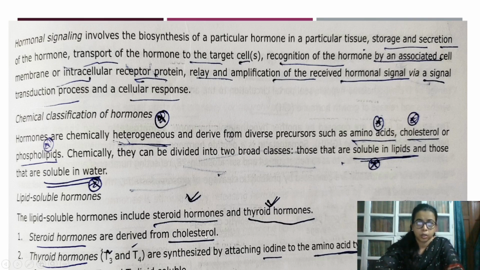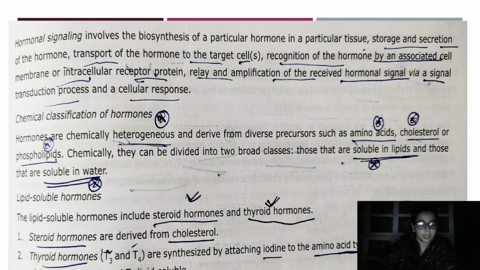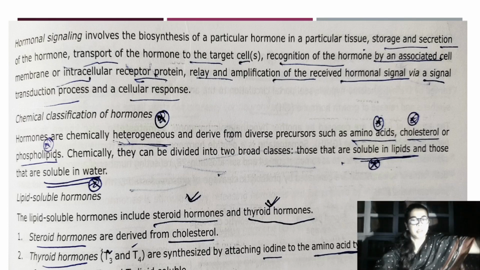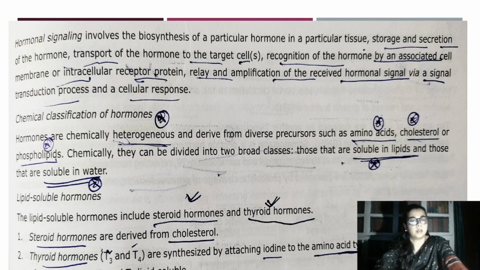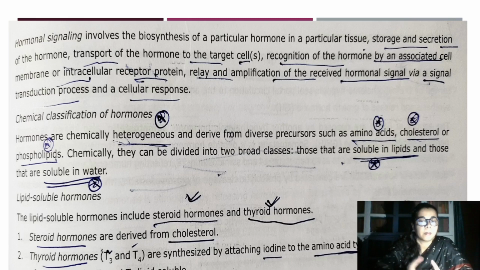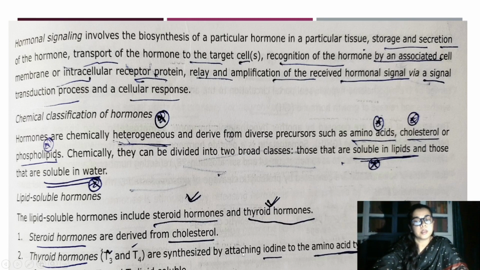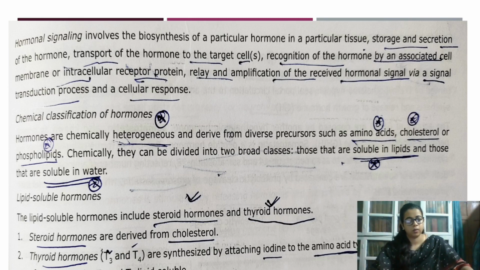Progesterone and testosterone are all derived from cholesterol. Then what is thyroid hormone? Thyroid hormone is derived from the amino acid tyrosine. You must have understood what tyrosine is. So from the tyrosine it will be derived.